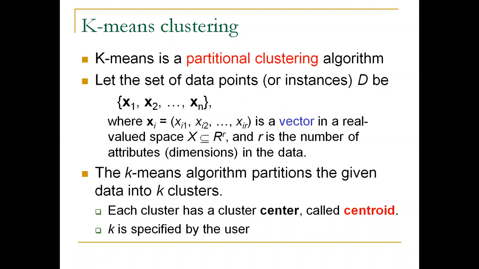K-means is a partitional clustering algorithm. The K-means algorithm partitions the given data into K clusters. Each cluster has a cluster center called centroid. K is specified by the user.